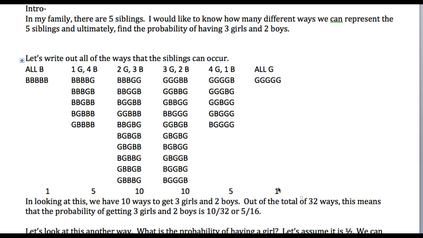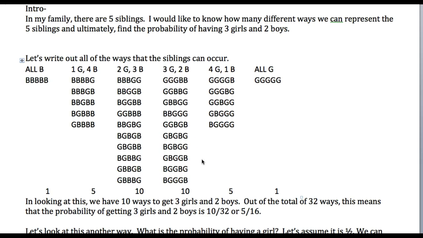So once again, this is Pascal's triangle. So all the different ways that I can write these things out are down here. So if I ask what's the probability of having 3 girls and 2 boys, that would be all of these situations here. So that would be 10 out of my total, which is 32.